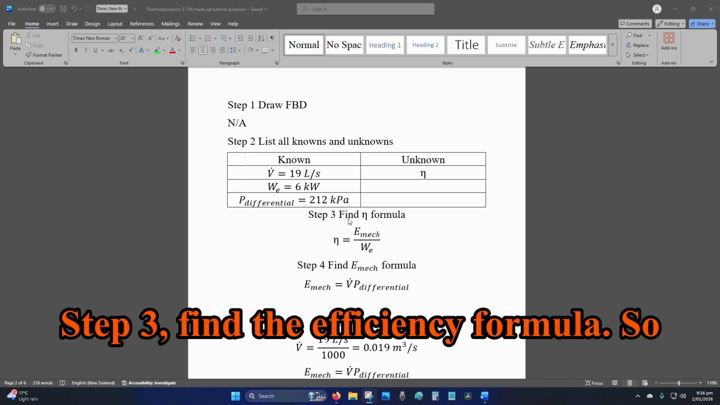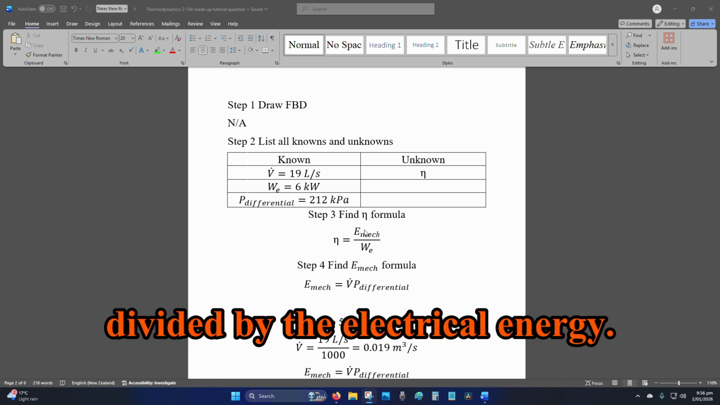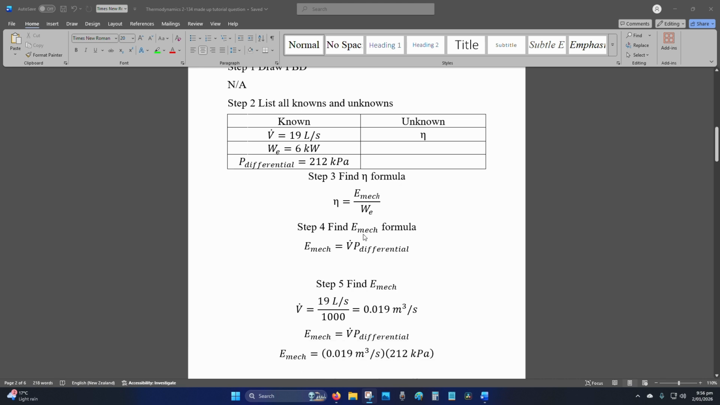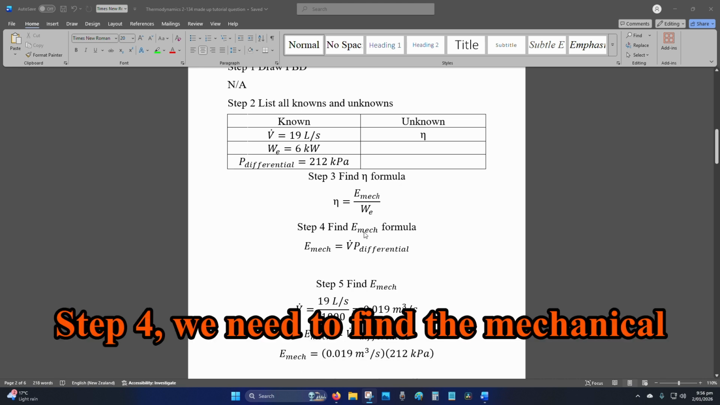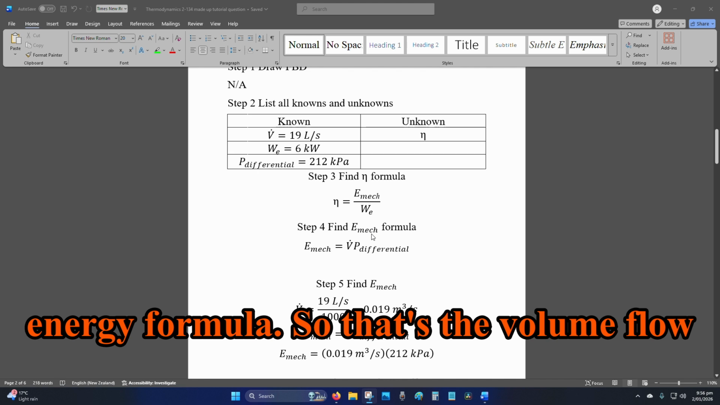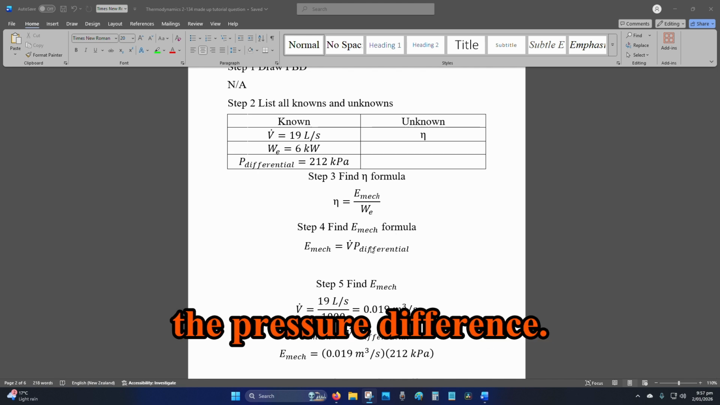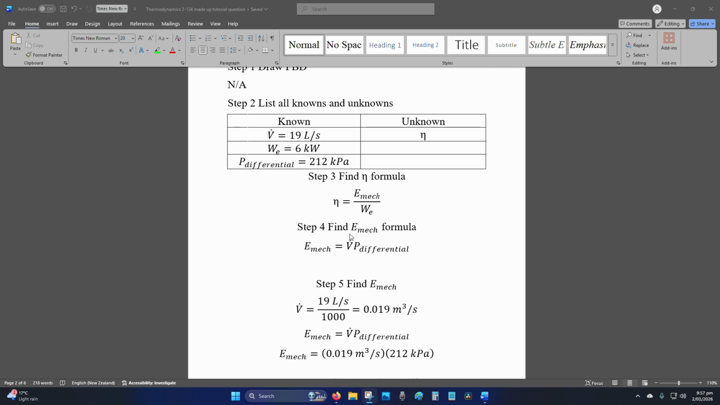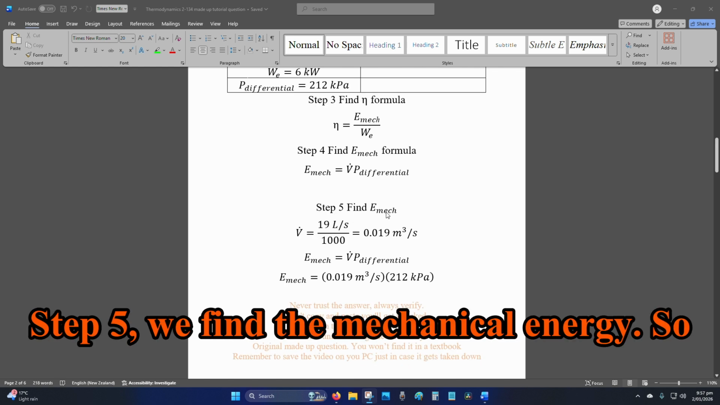Step 3, find the efficiency formula. So it's the mechanical energy divided by the electrical energy. Step 4, we need to find the mechanical energy formula. So that's the volume flow rate multiplied by the pressure difference. Step 5, we find the mechanical energy.